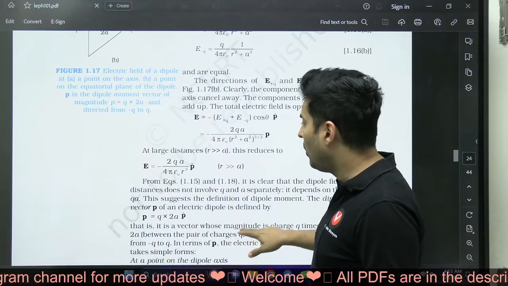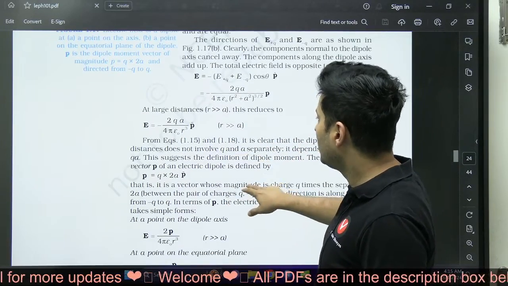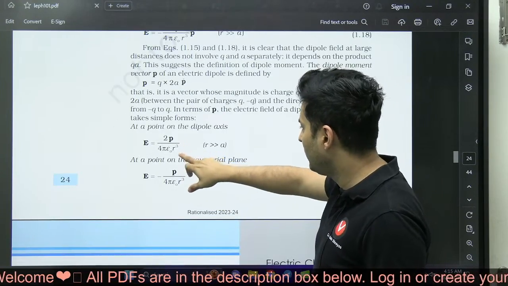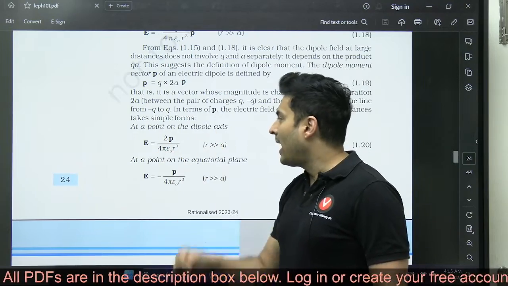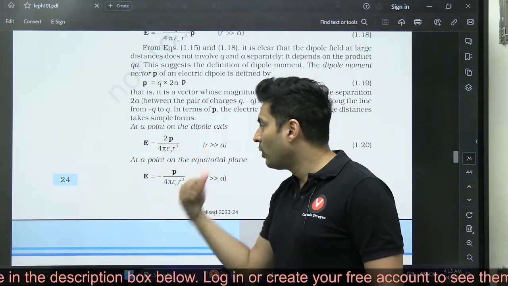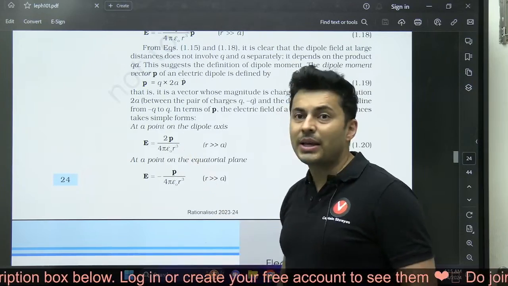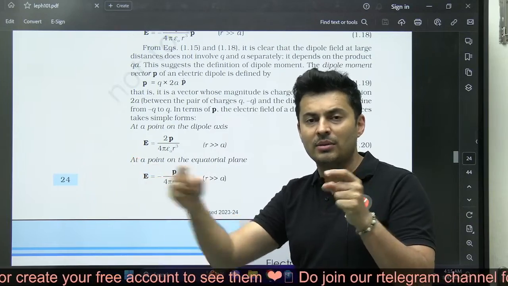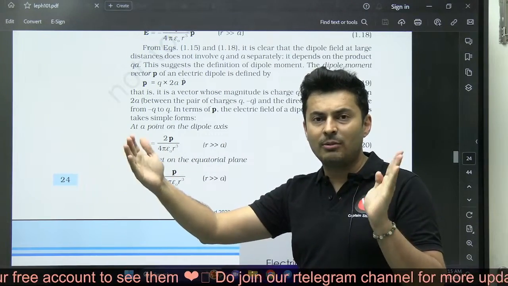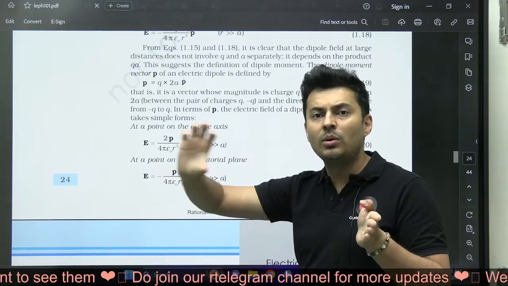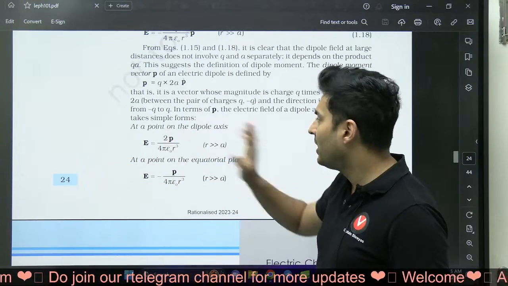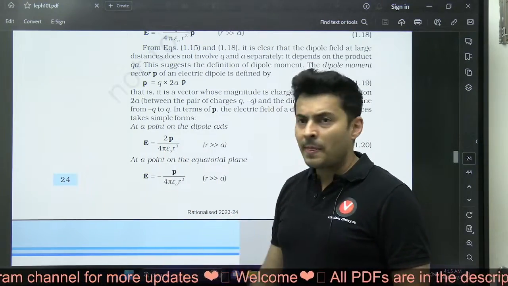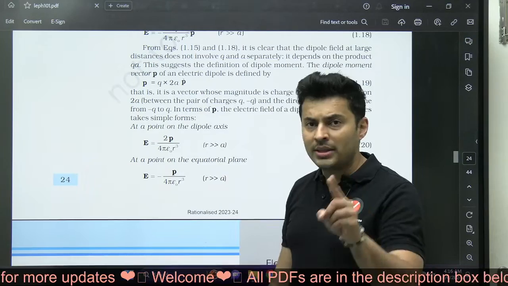We have done this. So on the axis, this is given by 2qa. Wherever it is finally written, yes, it is here. On the axis it is 2p divided by 4 pi epsilon naught r cube. What is this p? Dipole moment. What is the value of it? Any one charge into the separation between the two charges. If it is separated by 3 meters, then 3 meters into any one charge, let's say 5 coulomb, will be the dipole moment. It is a vector quantity from minus to plus. So 2p by 4 pi epsilon naught r cube on the axis.